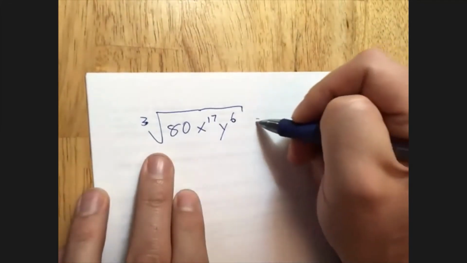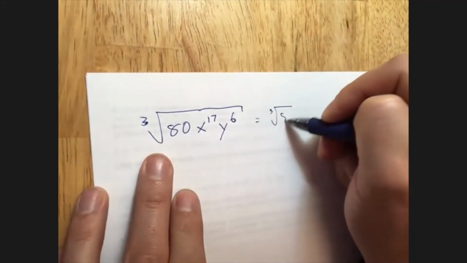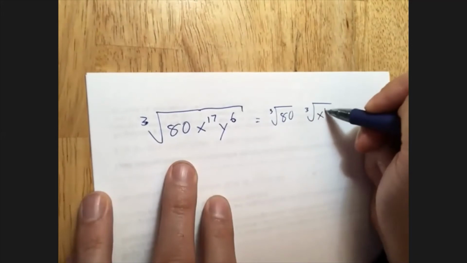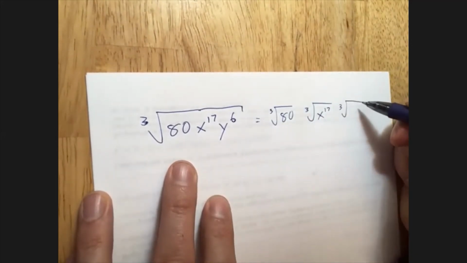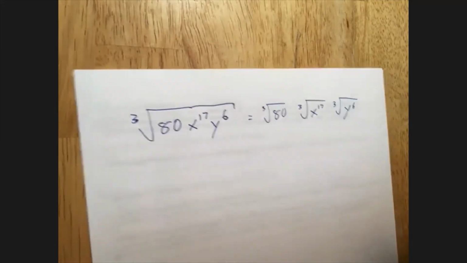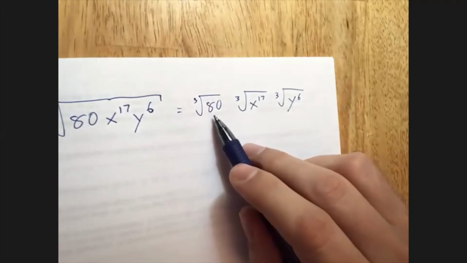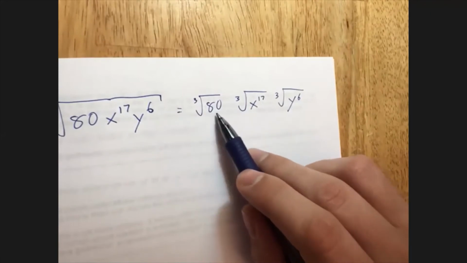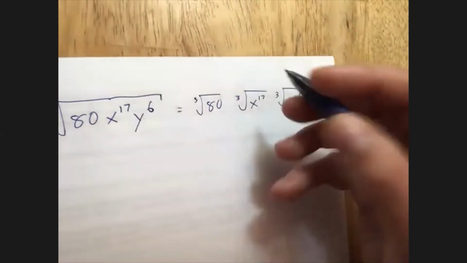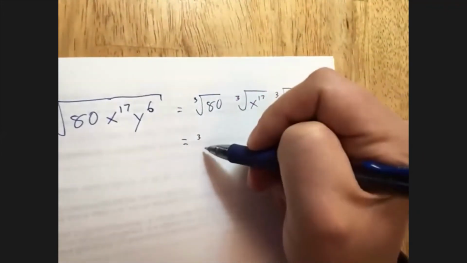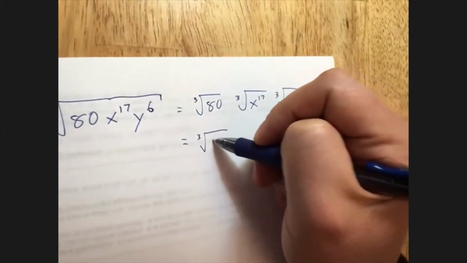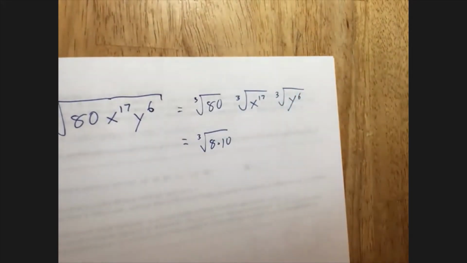So I'm going to break this down as cubed root of 80, cubed root of x to the 17, cubed root of y to the 6. Now I'm looking for a perfect cube factor of 80. And if you think about it, you should come up with 8. And if you need to make that tree to find it, that's totally fine. But 8 is a perfect cube. It's 2 cubed. So 8 times 10 is what we want to do here.